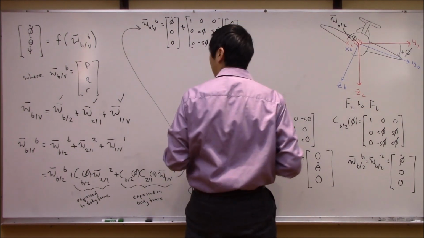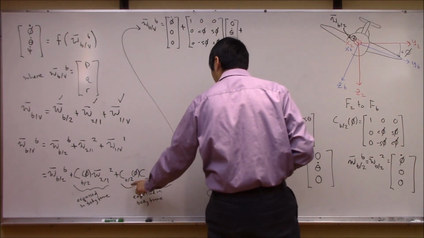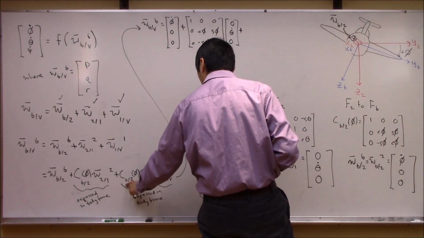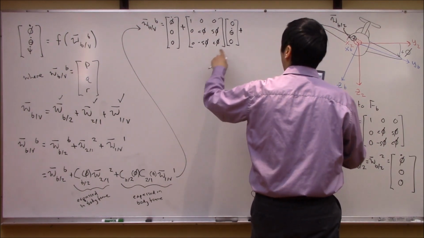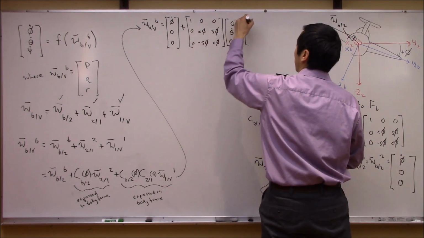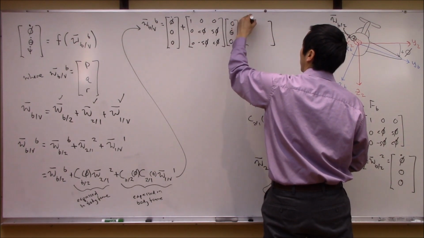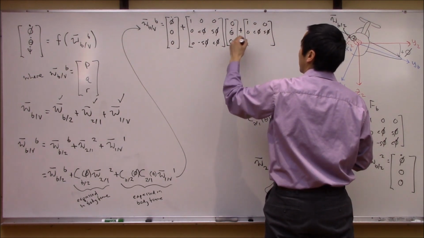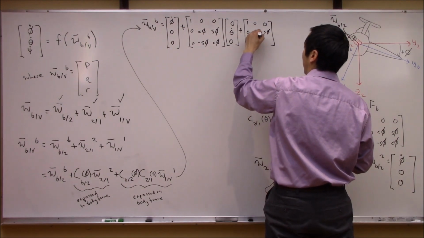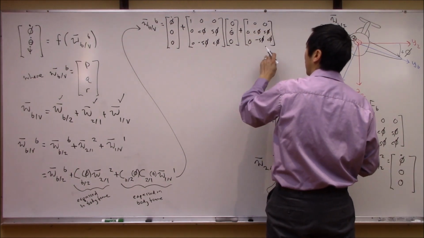Okay, plus, got to take care of this last term. This is where it gets slightly ugly. So I need CB2 over phi. That's the same matrix we just wrote, right? So it's this rotation matrix, right? It's [1, 0, 0; 0, cosine phi, sine phi; 0, negative sine phi, cosine phi], okay?